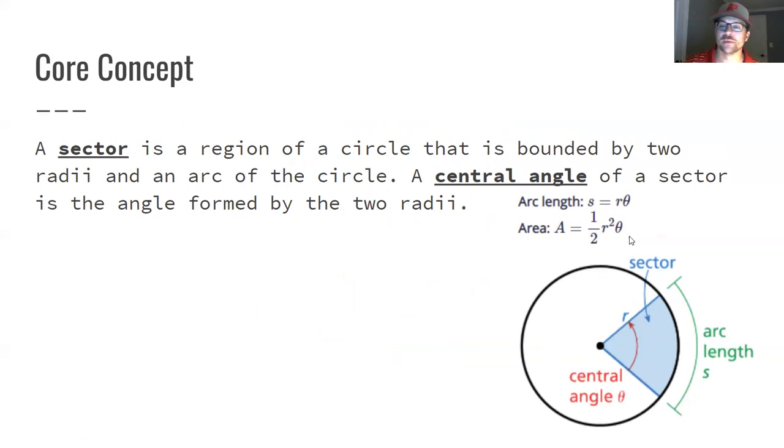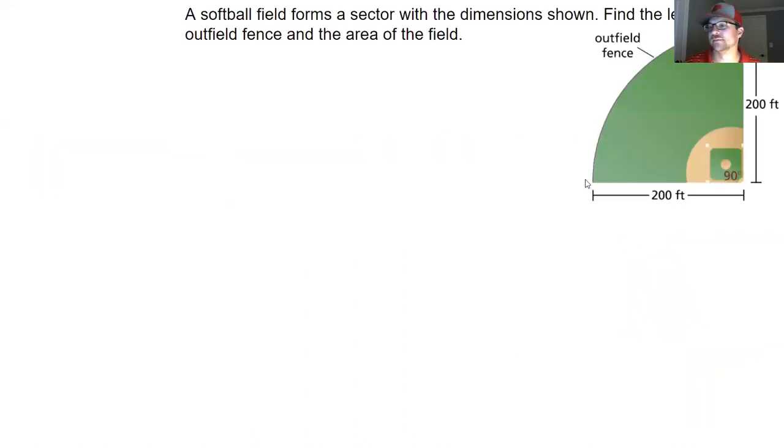So you have a couple different formulas you need to be familiar with. An arc length is the radius times the angle, and then your area is 1/2 the radius squared times that central angle, whether it's in radians or in degrees.